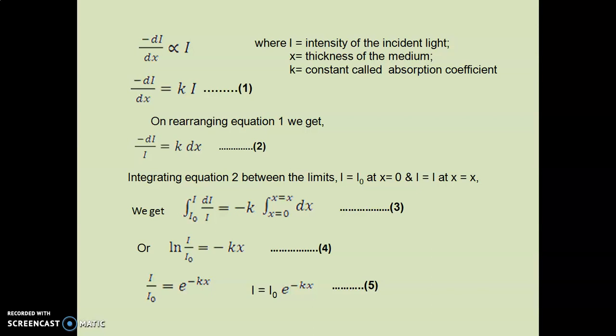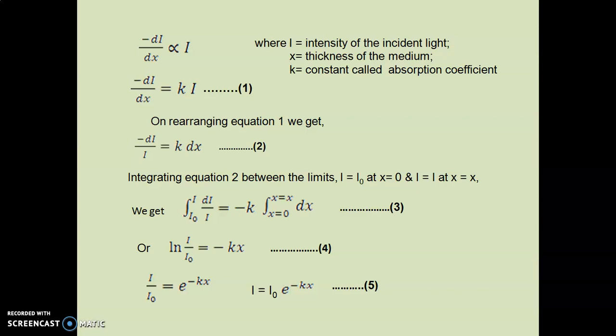On rearranging equation 1, we get minus dI by I is equal to k into dx, which is equation 2. Now if you integrate equation 2 between the limits, initial limits, I is equal to I0 at x is equal to 0 and I is equal to I at x is equal to x. So if you integrate equation 2, we get integral I0 to I dI upon I is equal to minus k into integral x is equal to 0 to x is equal to x of dx, that is equation 3.